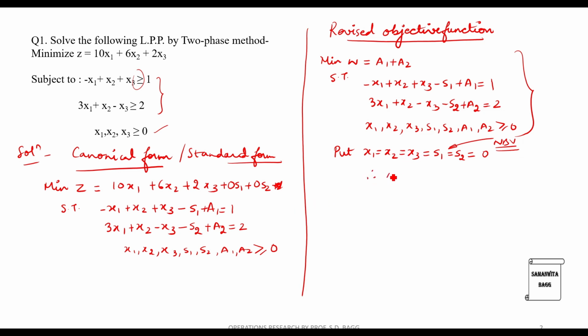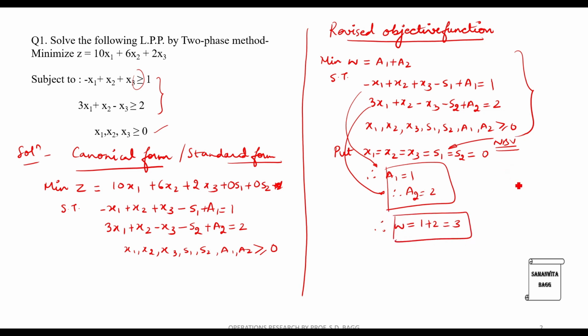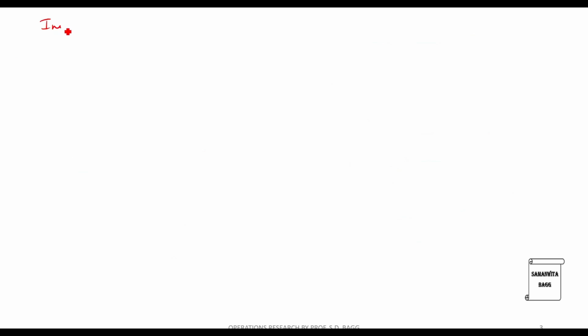So what I get over here is a1 = 1 from the first equation, and from the second equation I get a2 = 2. Now when I substitute these two values in the equation of w, I get w = 1 + 2 = 3. So this is the value of w for the initial solution that I have obtained, and this is called the initial basic feasible solution, which means the solution is possible. So we now need to proceed and solve with the initial simplex table as we have done in the previous case. So I will write down the initial simplex table.